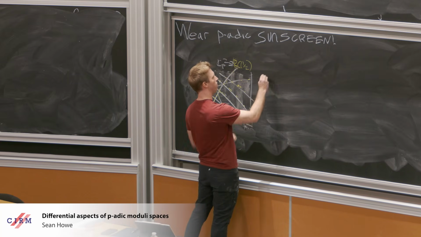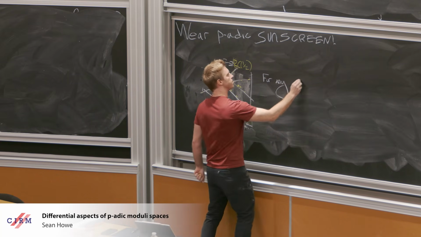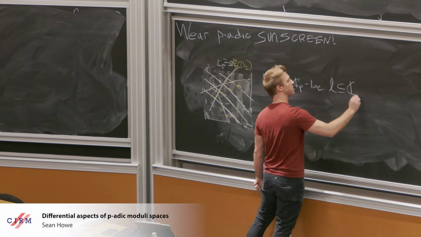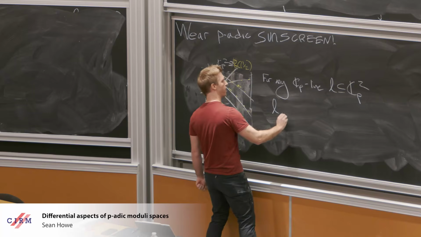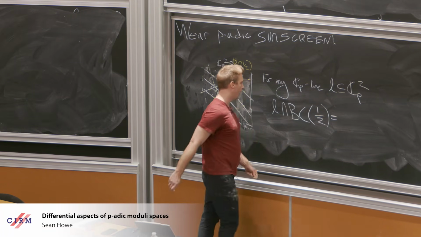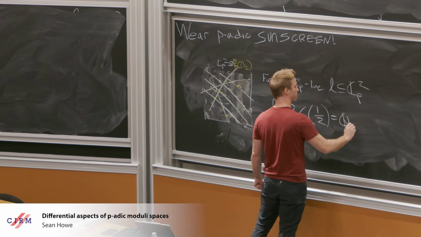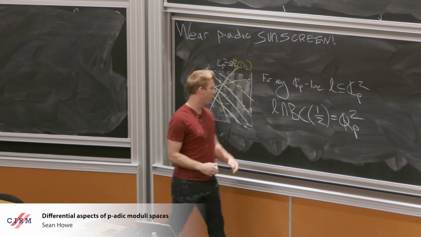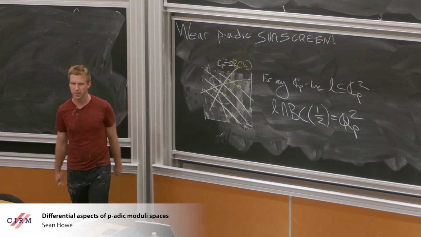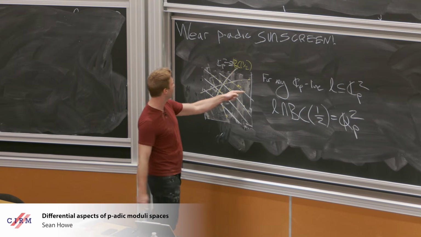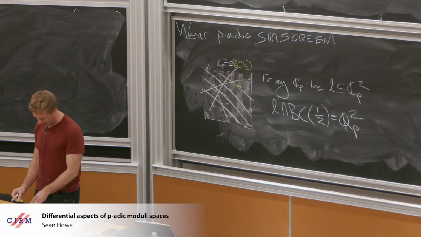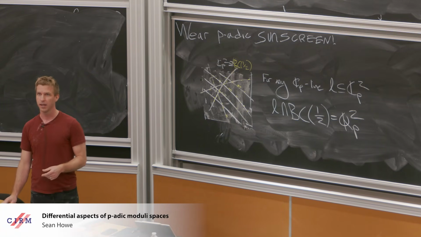So for any CP line L in CP squared, the intersection of L with BC 1/2, you can identify it with a translate of some QP squared, so some two-dimensional QP subspace. CP is an infinite-dimensional QP vector space, and you can identify the intersection with a translate of a two-dimensional subspace in there.